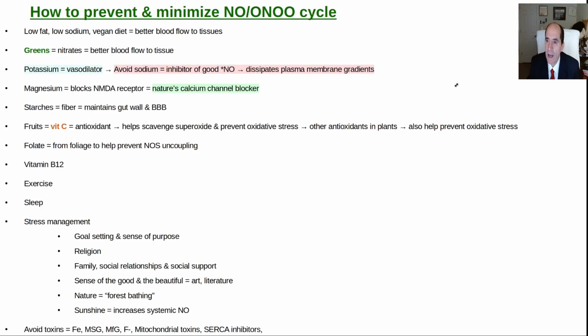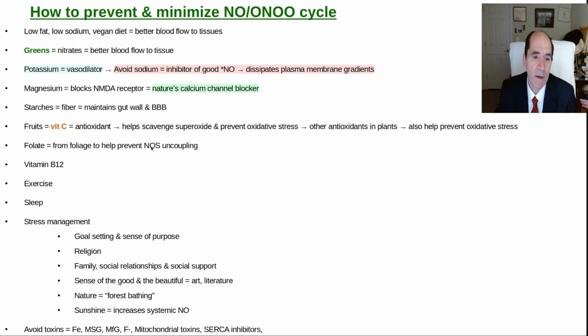We already talked about a lot of stuff here. Avoid all the mitochondrial inhibitors, and your mitochondria will work better. Eat your low-fat vegan diet. So the low-fat diet, you prevent hypertension, everything that goes with that. Low sodium helps prevent hypertension.